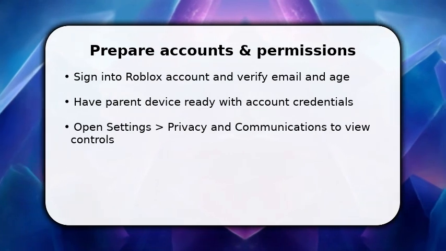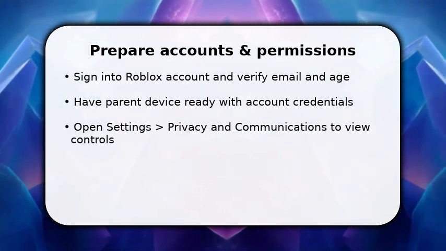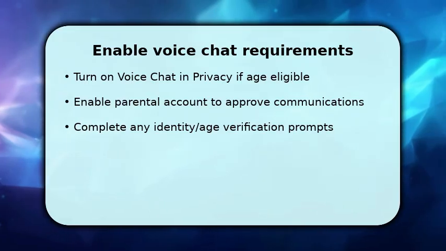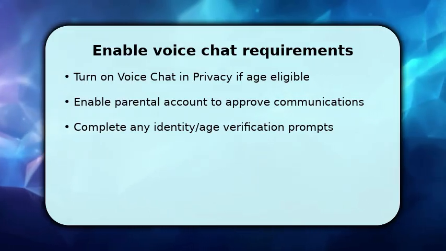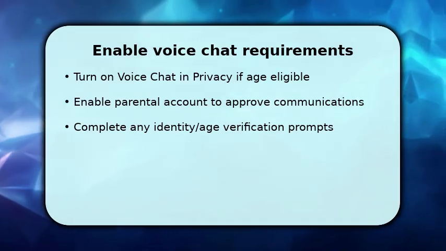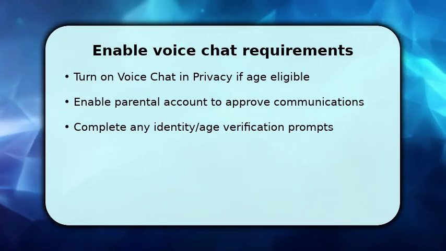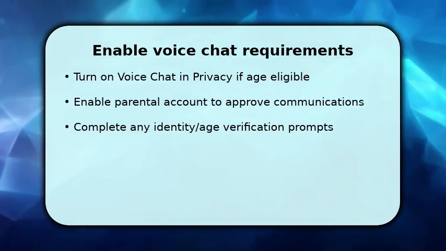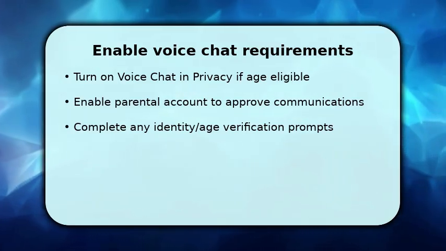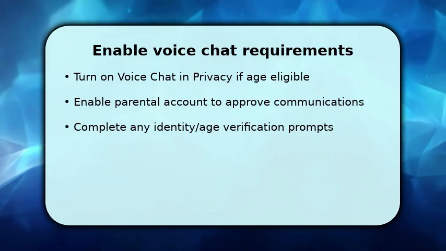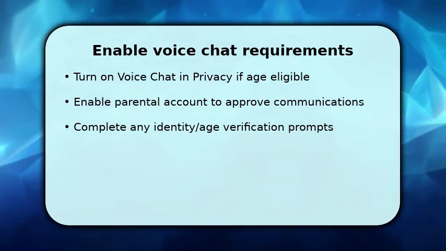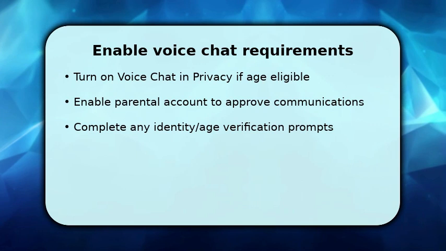You now enable the necessary switches and confirm identity. Go to Settings Privacy on the child's account, toggle voice chat if visible, and then switch to the parent account to approve communications. Next, follow Roblox's age and identity verification steps. This often requires a photo ID or selfie check. It's mandatory to unlock voice features. While waiting, make sure microphone permissions are granted in device system settings so Roblox can access audio once approval completes.